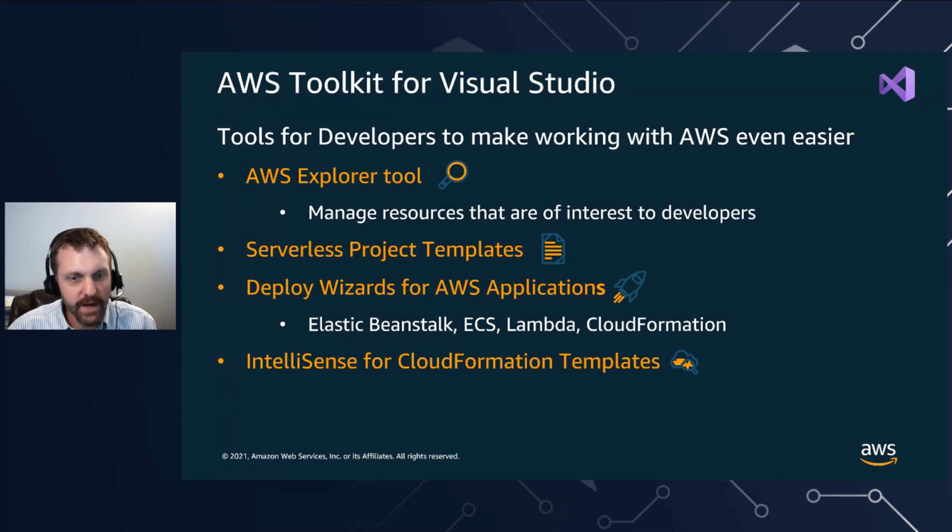And if you're defining your infrastructure as code using CloudFormation templates, the IntelliSense support that it provides can really help speed things up for you. The AWS Toolkit for Visual Studio is available from the Visual Studio Marketplace for Visual Studio 2017 and 2019. And for earlier versions of Visual Studio, we have direct links on the AWS website for the MSI installers.